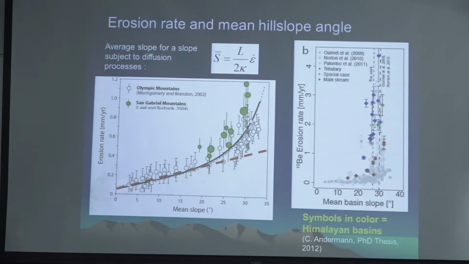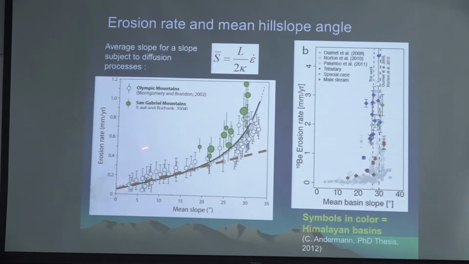And in terms of relationship between erosion rate and the mean slope, remember when we looked at the steady state shape of a hillslope dominated by small-scale diffusional process, we ended up saying that the mean slope is expected to be proportional to uplift rate, and at steady state is the same as erosion rate. So we expect a linear relationship between the mean slope of your hillslope and the erosion rate.